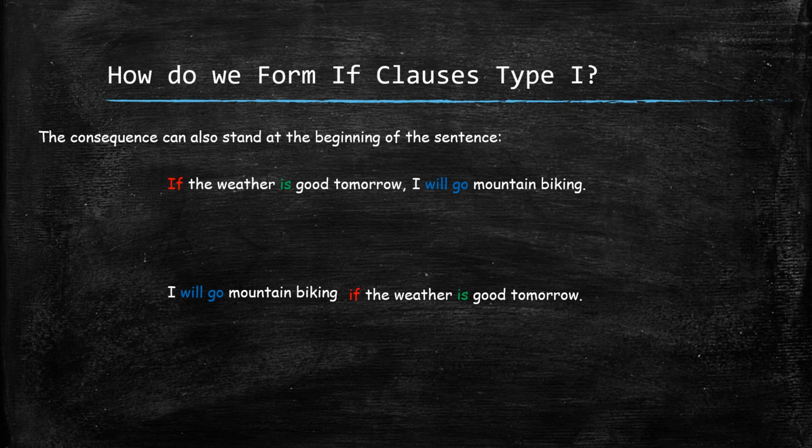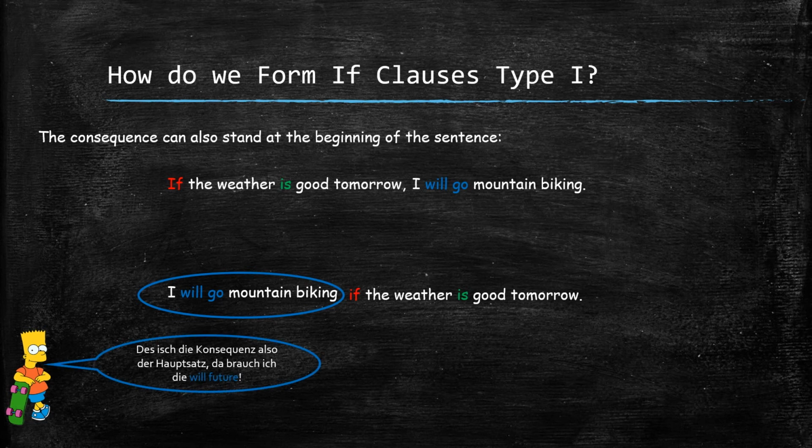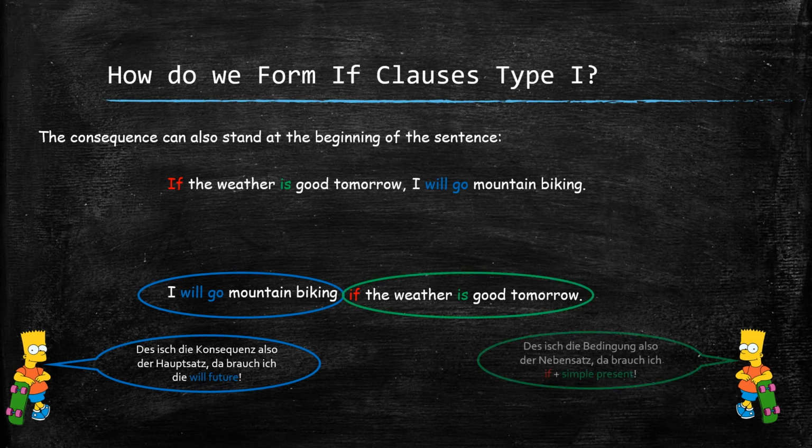So here, to sum up the things you need to take away from this video in order to form perfectly fine if clauses type 1. You need to know that I will go mountain biking is the consequence, so the main clause. And you have to know that you need the will future there. And you need to know that if the weather is good tomorrow is the condition, the subordinate clause. And you have to know that you need if plus simple present there.